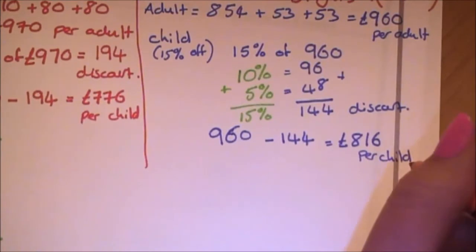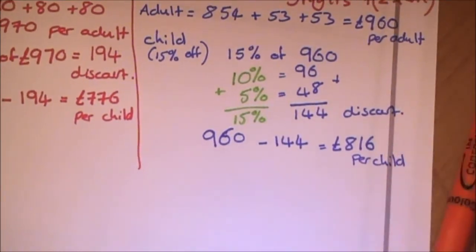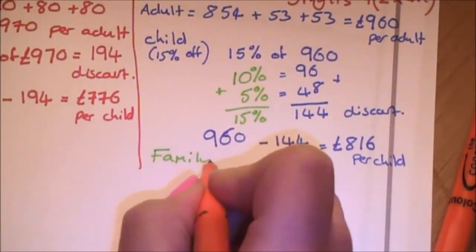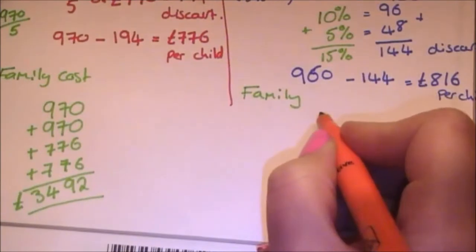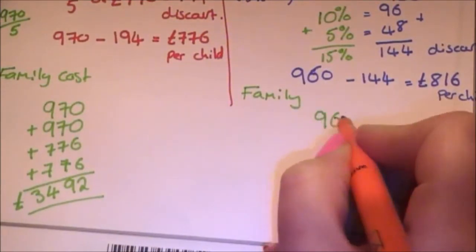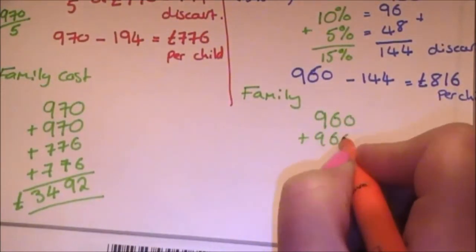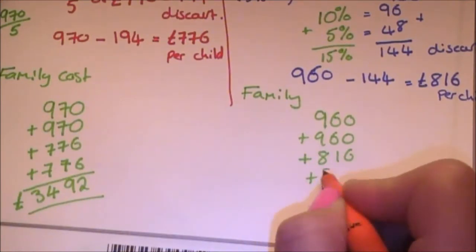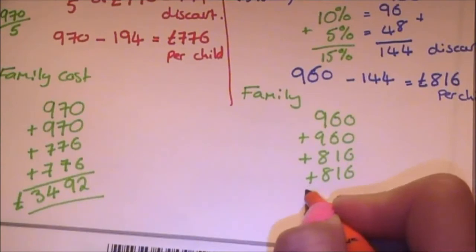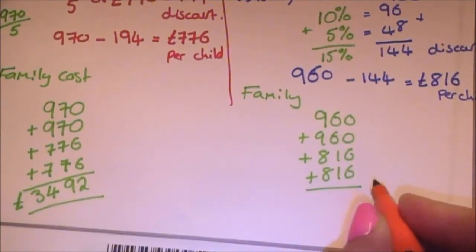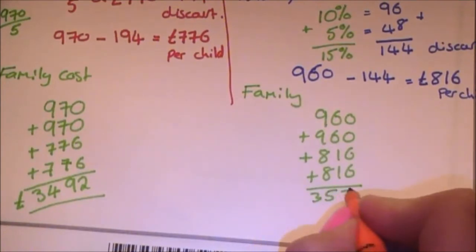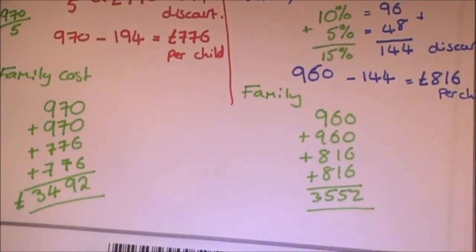Okay, so that's the cost per child. Now I can go ahead and find my family cost again, and the same people are in the family. They're taking everyone. So we've got 2 adults, which is 960 and 960, and we've got 2 children, which is 816 and 816, and when I've added all those together it gives me 3,552.